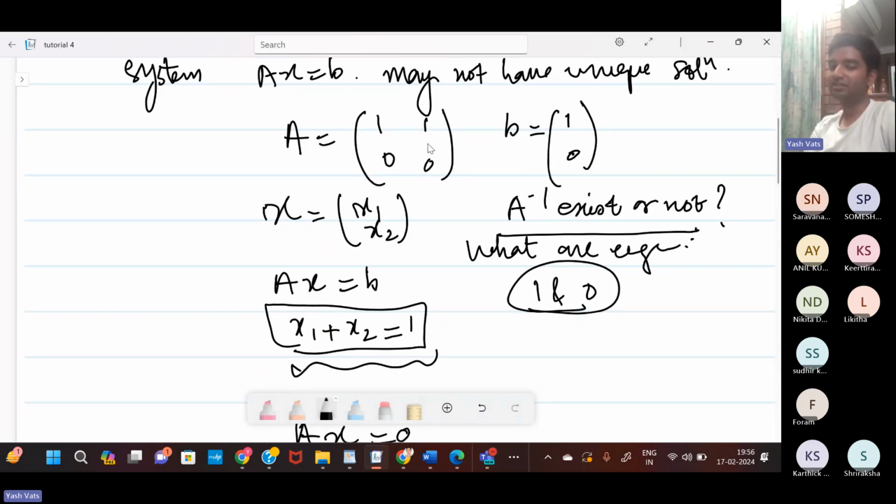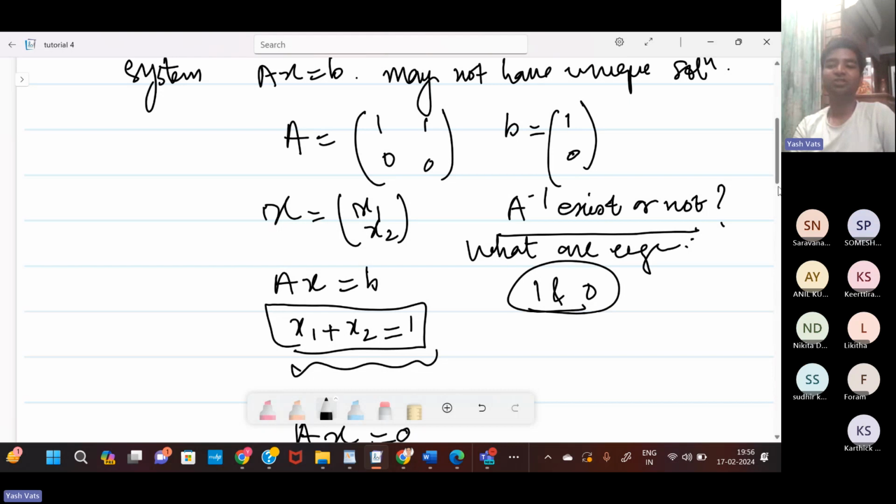For example, if A is this and B is this, and suppose X is the solution of the equation Ax equals B, where X is given by the tuple (x1, x2). Then Ax equals B implies x1 plus x2 equals 1. So how many x1 and x2 will satisfy this equation? Infinitely many, right? So not unique.